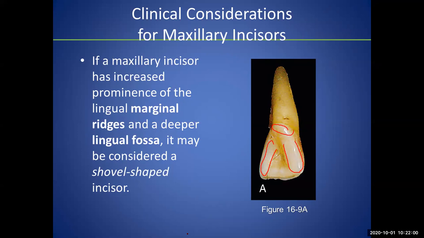You're not going to see very many shovel-shaped. Okay. That's one of the anomalies. But look how deep this fossa is. There's going to be calculus here. There's going to be stain here that you have to remove. How do you go about that? You can see that there's a groove here that can develop calculus.